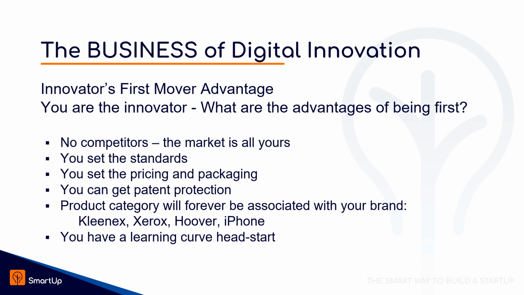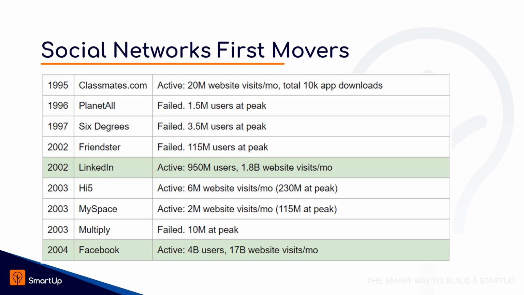So social networks. I say social networks, you say Facebook. But let's look at the history. 1995, Classmates.com. Still active, 20 million users. Planet All, Six Degrees, Friendster, LinkedIn, still exists. Hi5, MySpace, and so on. Until it comes to Facebook and Facebook wins. Why did Facebook win? Anybody has any idea why Facebook won?